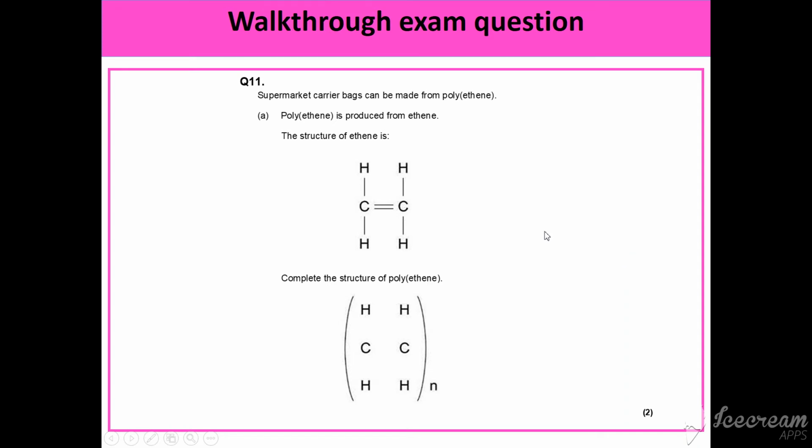Now I'm going to talk you through how to draw the structure of a polymer using a past exam question as an example. What we've got here is a supermarket carrier bag that can be made from polyethylene. Polyethylene is produced from ethene, so this is ethene by itself. Poly just means multiple, so polyethylene literally means multiple ethenes stuck together.